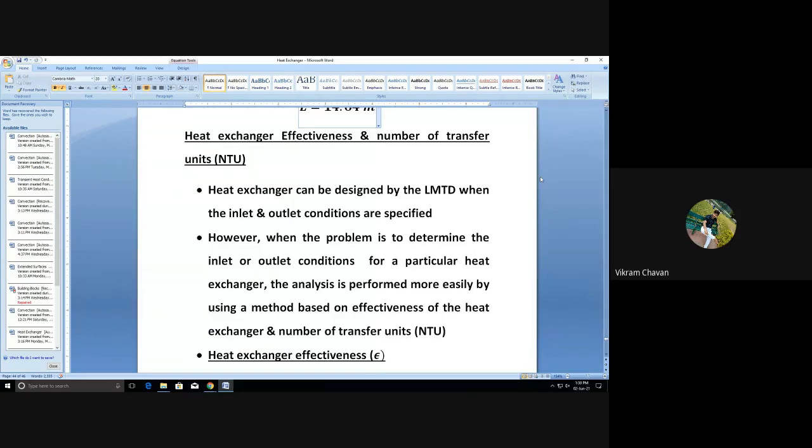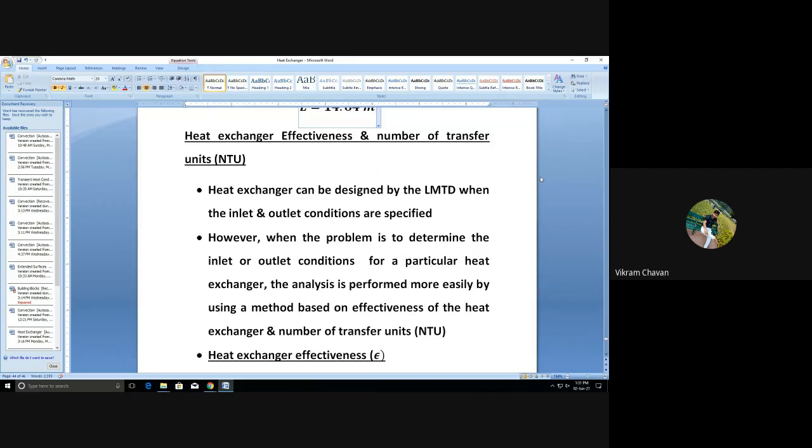In the last couple of lectures, we have discussed the LMTD, and I think we are experts now at calculating the logarithmic mean temperature difference. But to calculate it, it is required that you know all the temperature conditions, that is the inlet conditions and outlet conditions. Then and only then can you calculate the logarithmic mean temperature difference or arithmetic mean temperature difference.